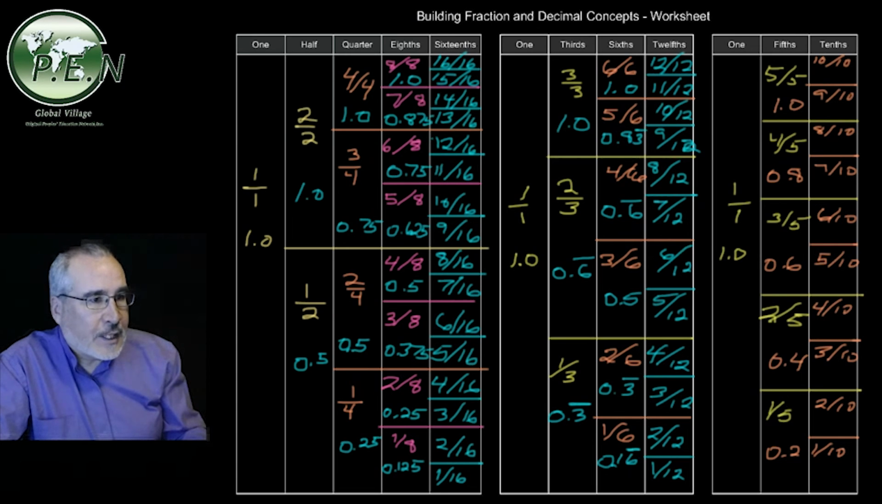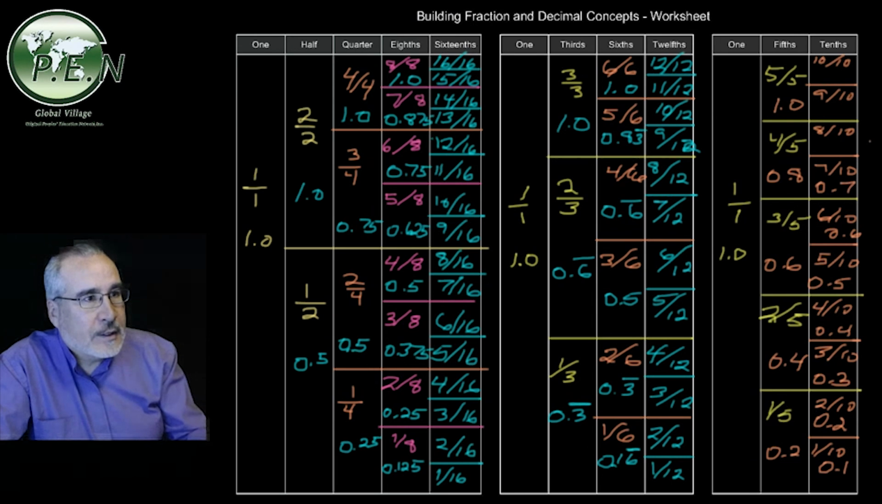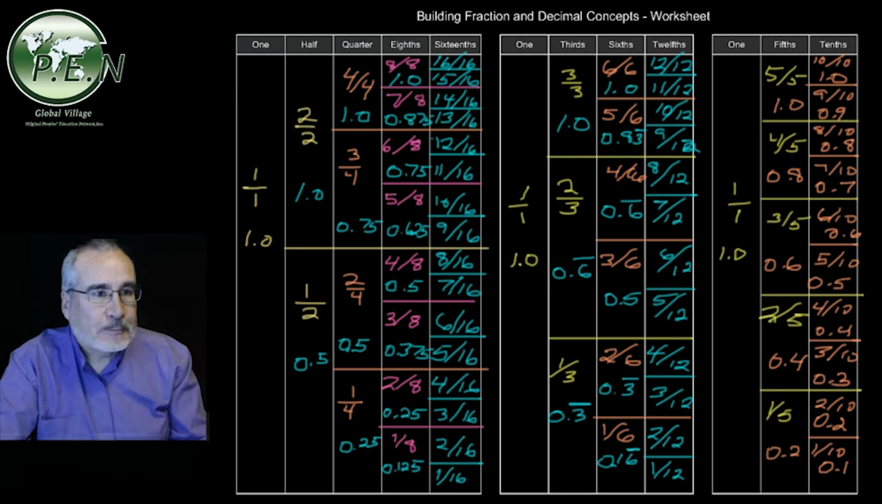And then we'll do each of the tenths, which really shows you the ease of the decimal system. 0.1, 0.2, 0.3, 0.4, 0.5, 0.6, 0.7, 0.8, 0.9, and 1.0, 10 divided by 10.